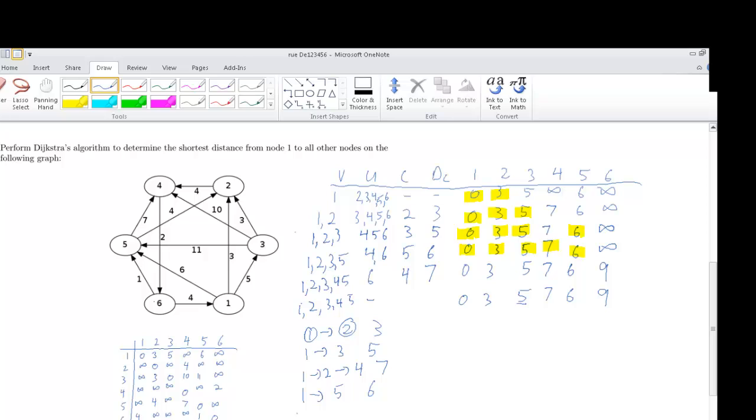And we can go from 1 to 2 to 4 to 6 with the shortest distance being 9. And that's Dijkstra's shortest path algorithm.